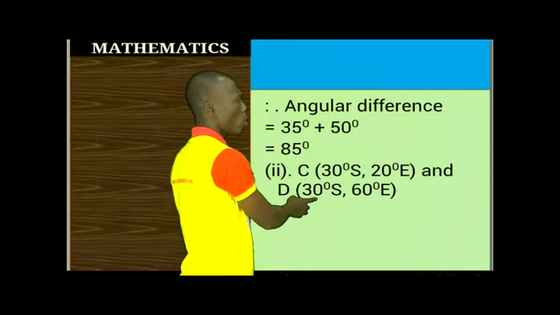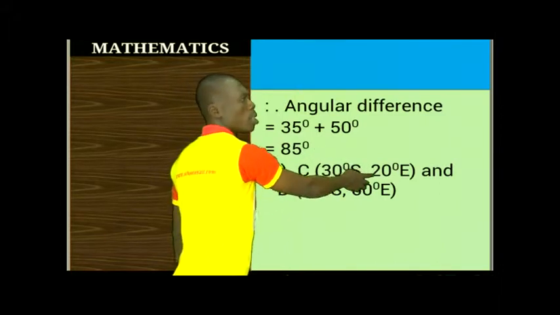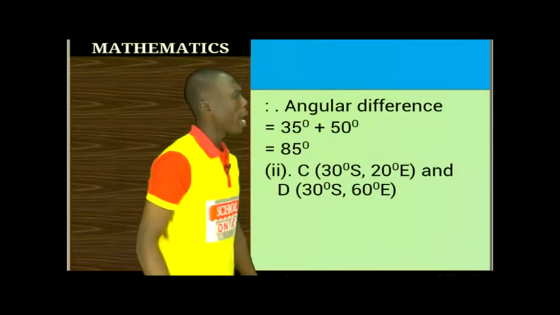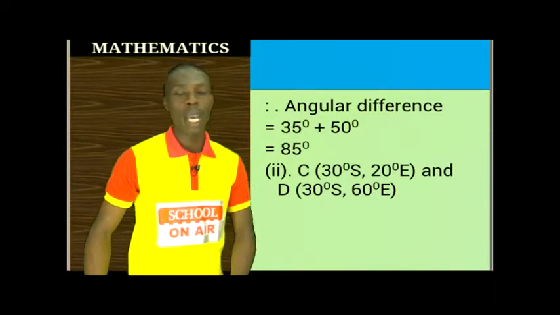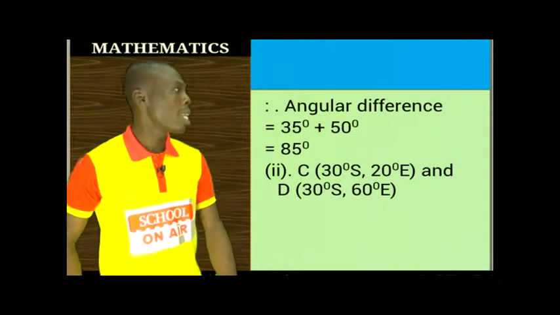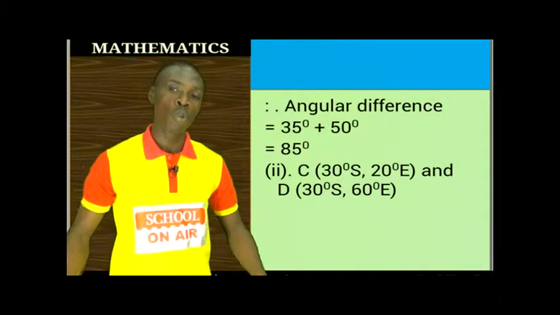Now, if you look at this, of course, they are also on the same latitude, but they are on different longitude. But if you take a look at the longitude, they are of different longitude, but of course, they are on the same side of the Greenwich meridian. So, like I told us earlier, when they are on the same side, what do you do in finding the angular difference? What do you do?